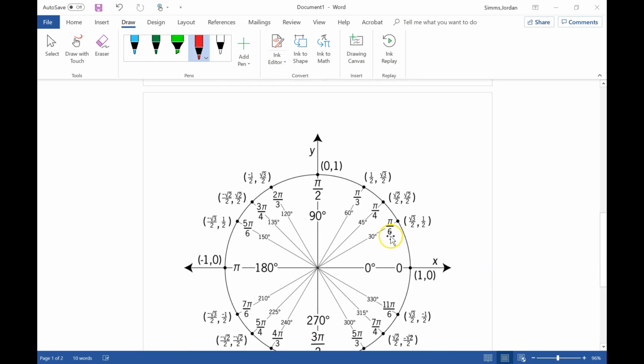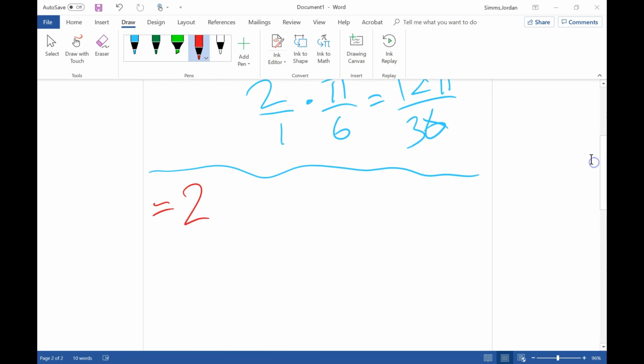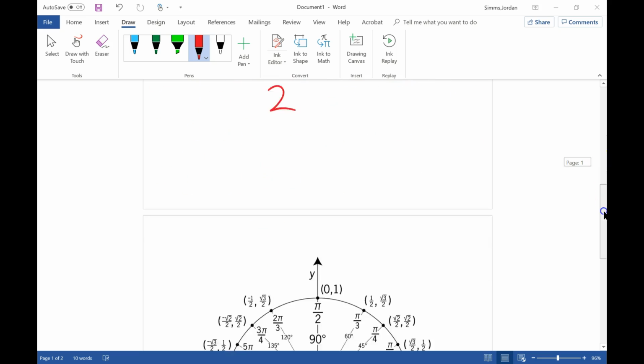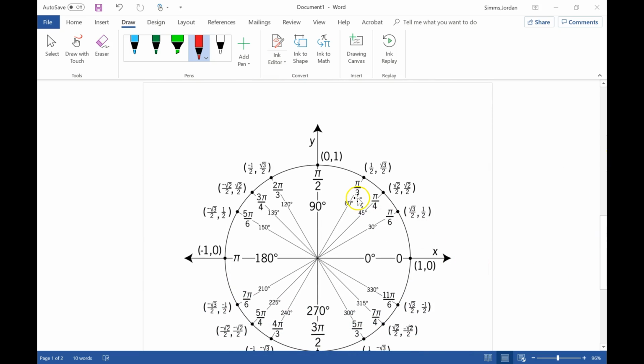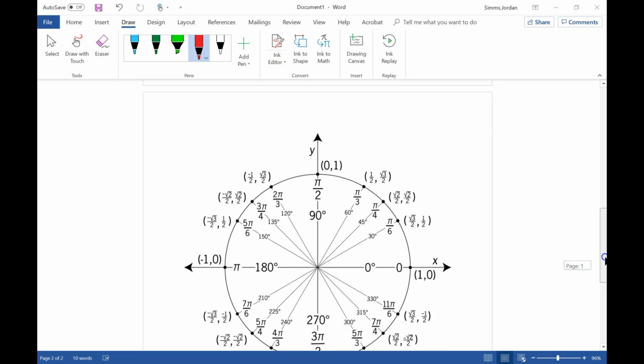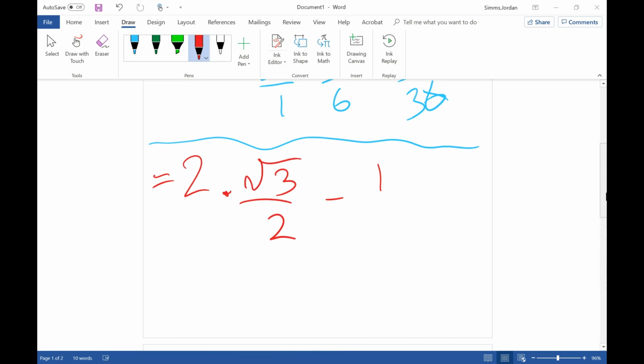We're going to find pi over 6 in the unit circle, which is equivalent to 30 degrees, and we're going to take the cosine. Remember, because the hypotenuse on all of these triangles is 1, the cosine is just going to be the x-coordinate of that point, which works out to root 3 over 2. So we basically have 2 times root 3 over 2. And we're going to subtract the cosine of pi over 3. Cosine of pi over 3 is right here. The cosine again is the x-coordinate, so that's going to be 1/2, minus 1/2.